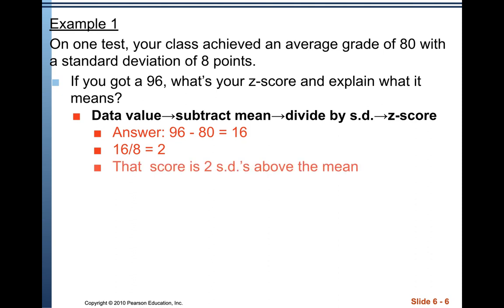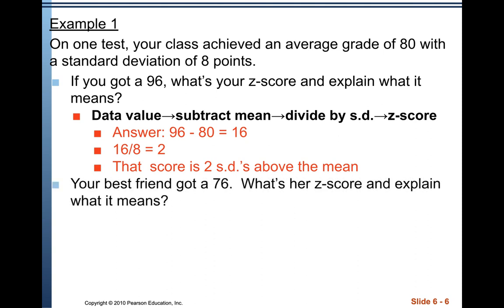That 2 means that the 96 you achieved on that test is 2 standard deviations above average. Just to give you an idea, if you get 2 standard deviations above average on a standardized test, that is exceptionally good. So that score is 2 standard deviations above the mean. Here's another example. Your best friend got a 76. What's her z-score? And explain what it means.